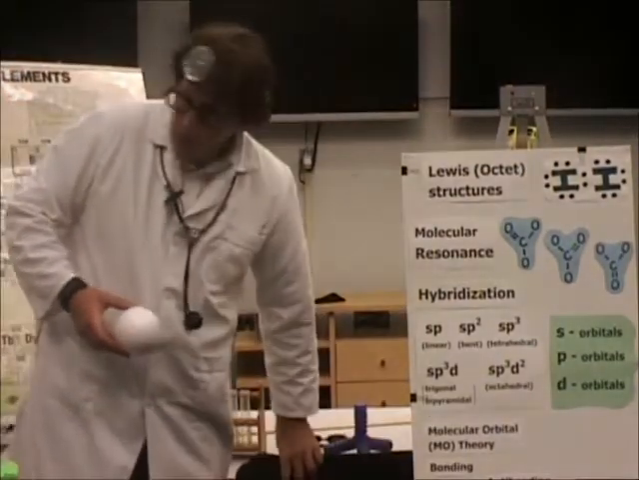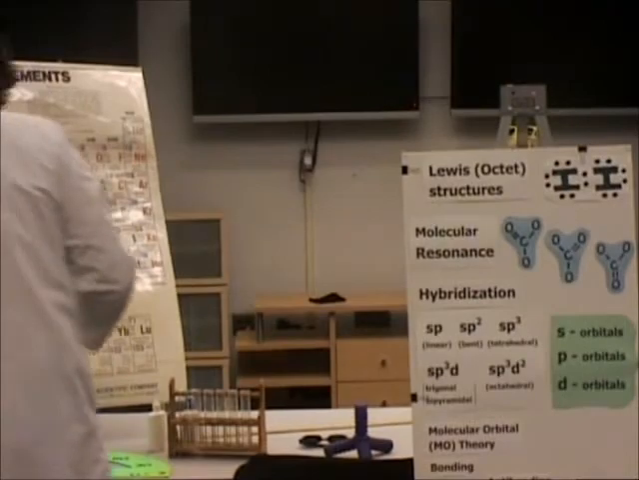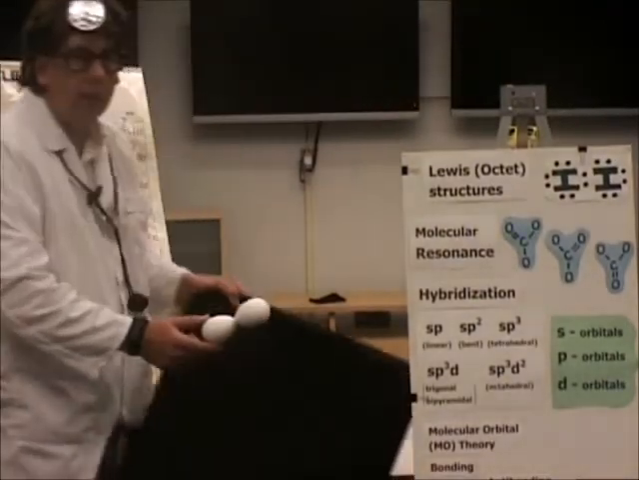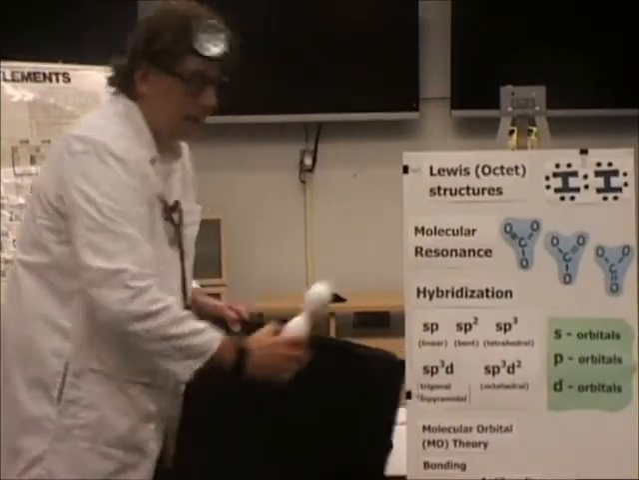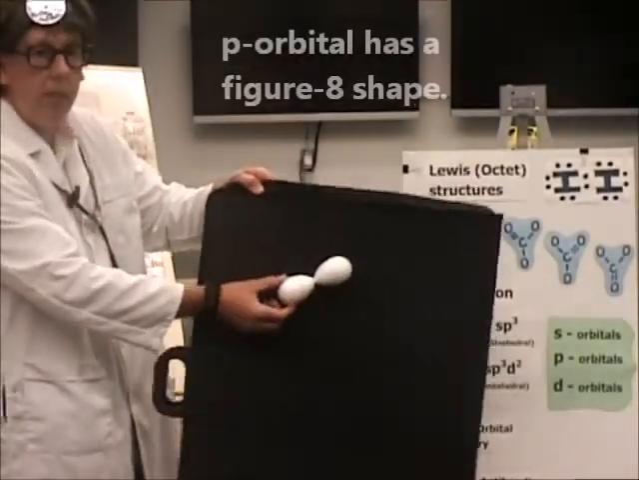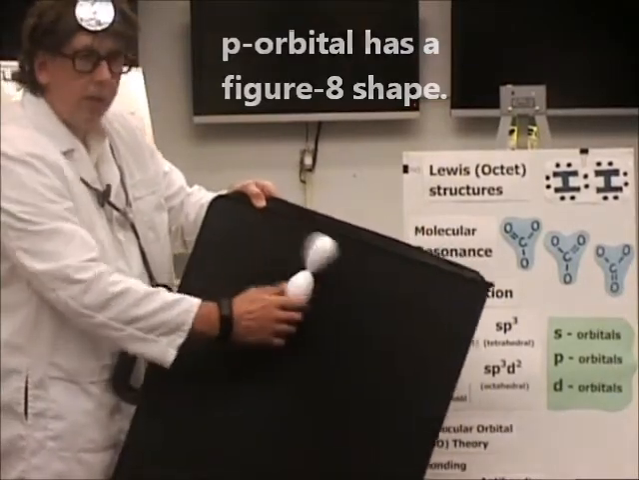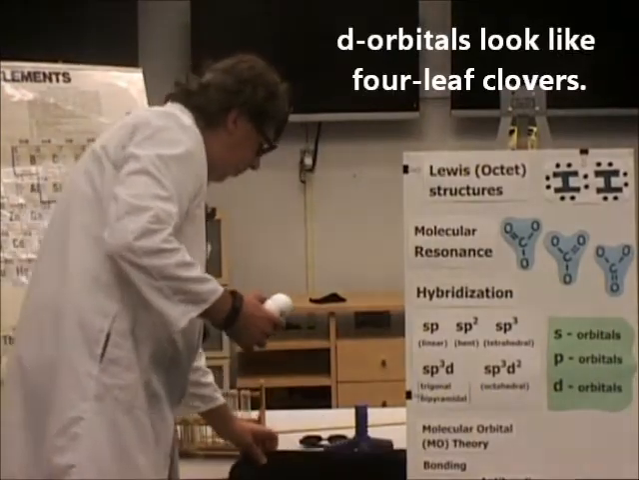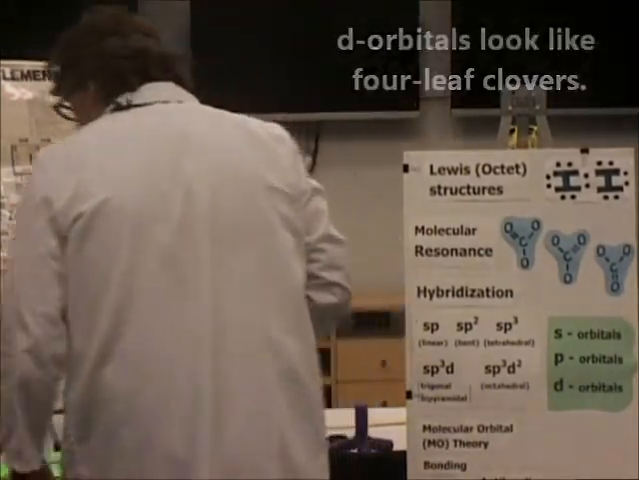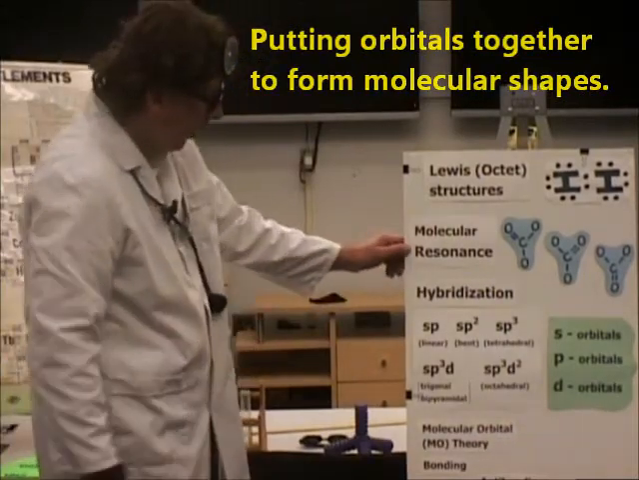We talked about the p orbitals, all right? So the p orbitals look sort of like a figure 8. All right, so sort of a figure 8 shape. And you would be putting these types of figure 8 shapes together to form d orbitals, all right? And you can use the orbital structure to construct molecular shapes.